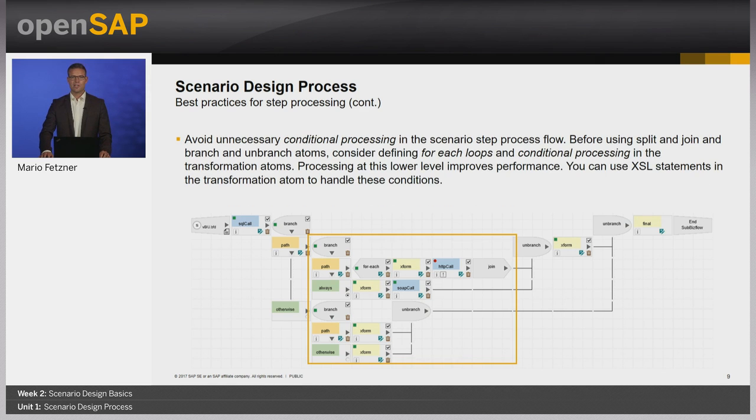As mentioned previously, you can include atoms for branching and conditional step processing. If possible, try to move this type of processing out of the step level and into the transformation atoms. Using XSL statements, you can perform the same branching and conditional processing, and the performance is better.